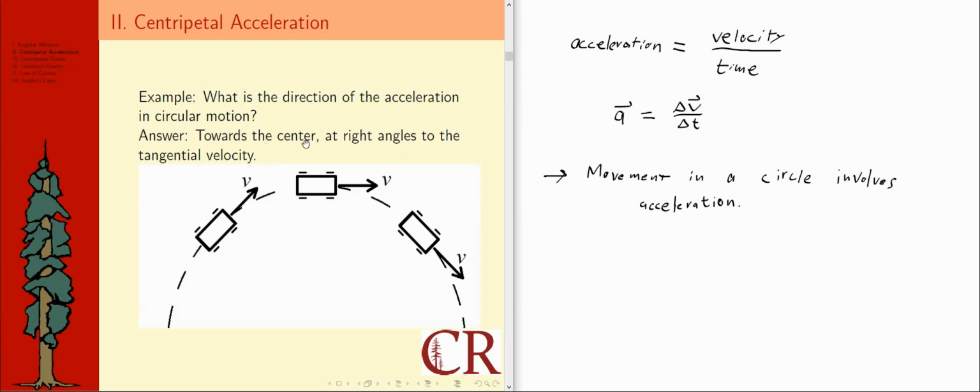So it says towards the center at right angles to the tangential velocity. In this picture, I've got some kind of car or something. It's moving in a circle and at three different positions it's showing a tangential velocity. Again, tangential, in other words, the directions here are tangent to the circle that this car is moving in. But how can we use that to figure out the direction of acceleration?